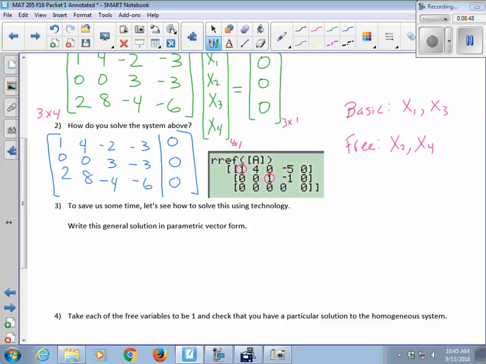So what does this tell us? Is this a consistent system? Yeah, it has solutions, has a solution. In fact, it has infinite solutions because we have free variables.